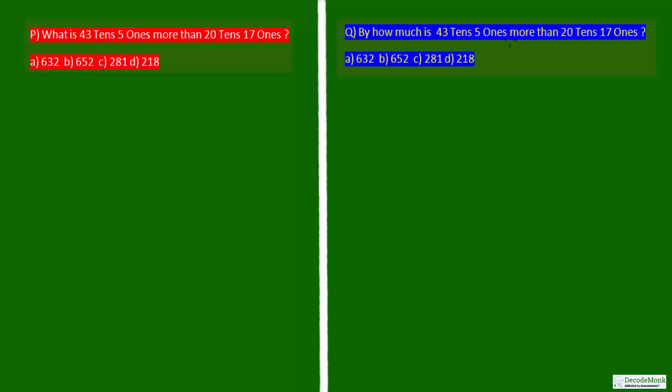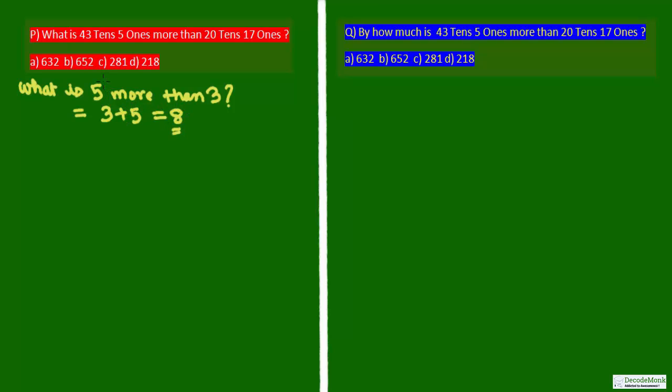So let us try to solve question number P first. What is 43 tens 5 ones more than 20 tens 17 ones? So how can we solve? Basically, what is the meaning of this particular question? Let me ask you a simple question before discussing this. If I ask you, what is 5 more than 3? What will be your answer? Your answer would be 5 more than 3 will be 3 plus 5 equal to 8.